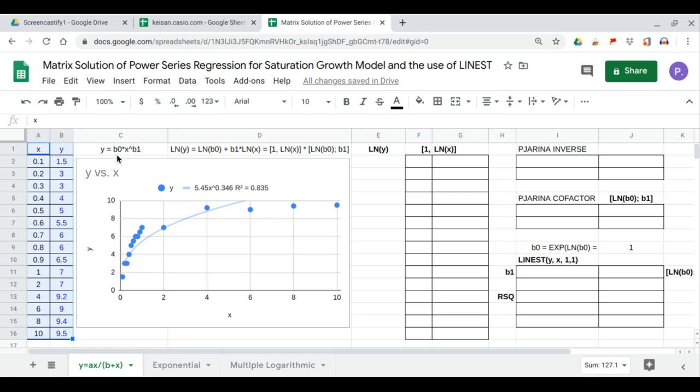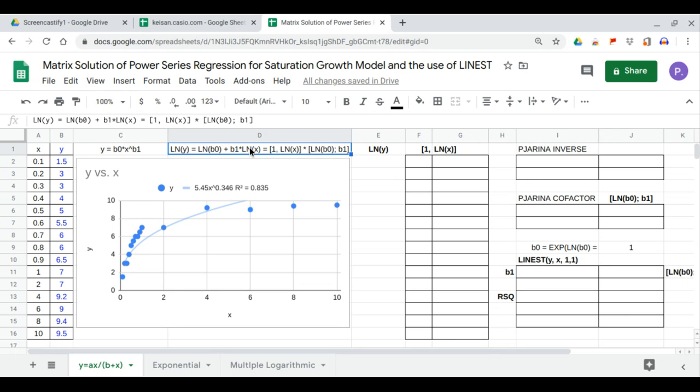So our b0 is 5.45. Our b1 is 0.346. We'll calculate these values using matrix solution and LINEST. First, we transform the equation to the linear form. This is the linear form. Y becomes ln y, b0 becomes ln b0, and x to the power b1, that's plus b1 ln x.